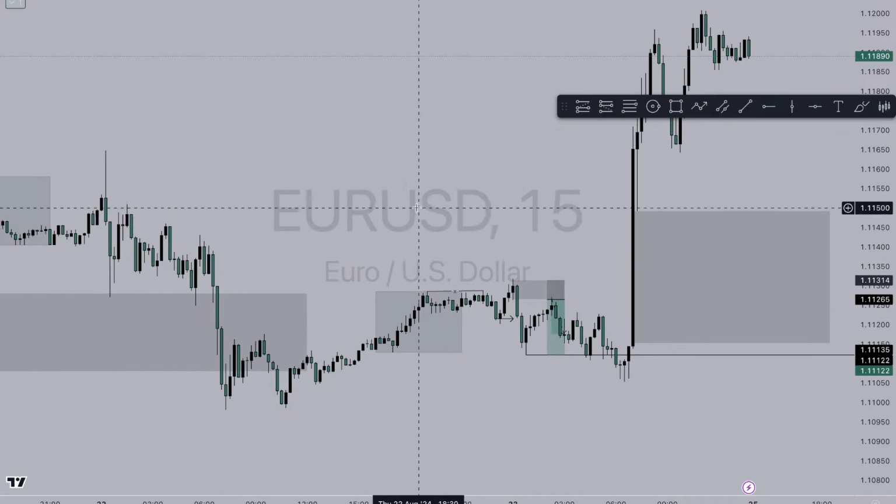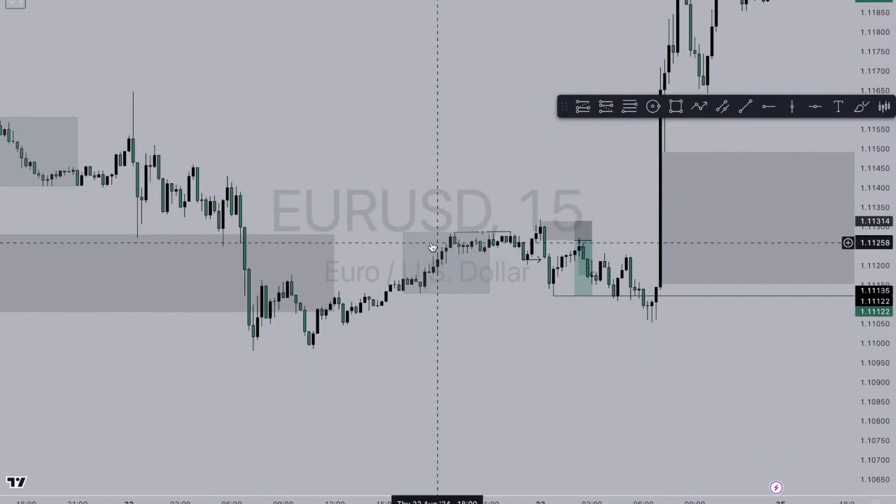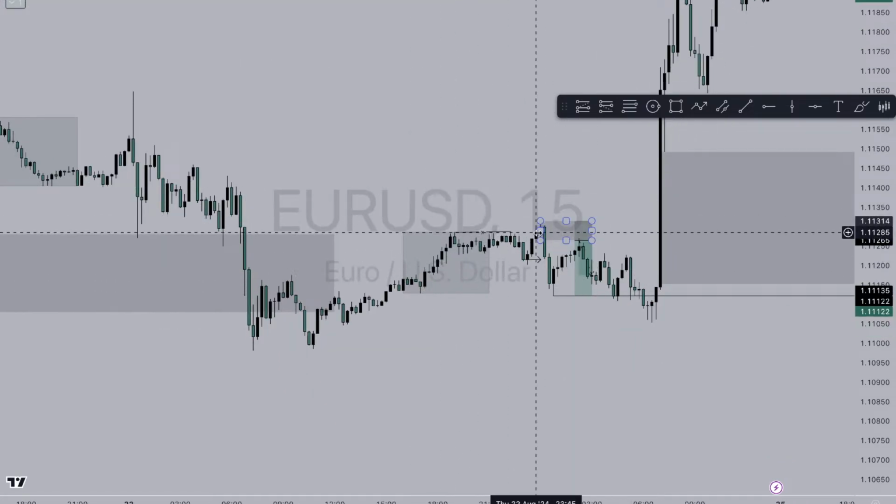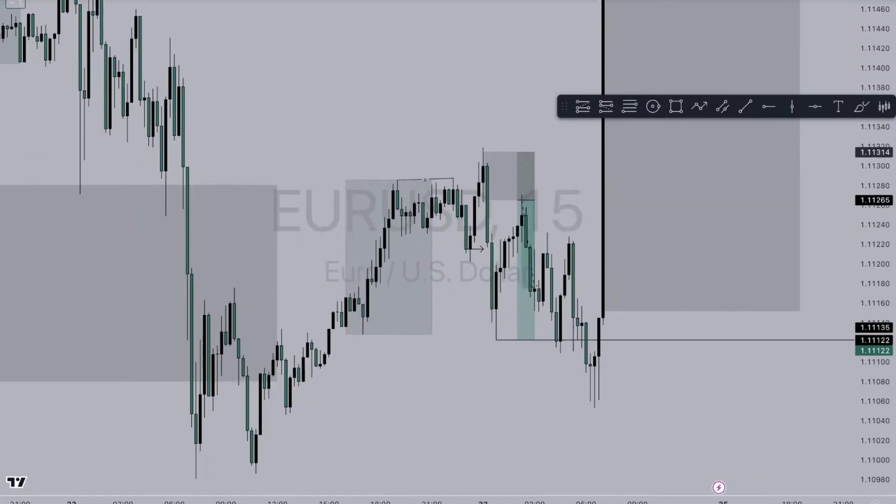So it's that simple. Liquidity swept, change of character, supply zone, and remember what our supply zone is. It's an indecision candle or order block, and you can see on the 15-minute, it is a nice indecision candle.